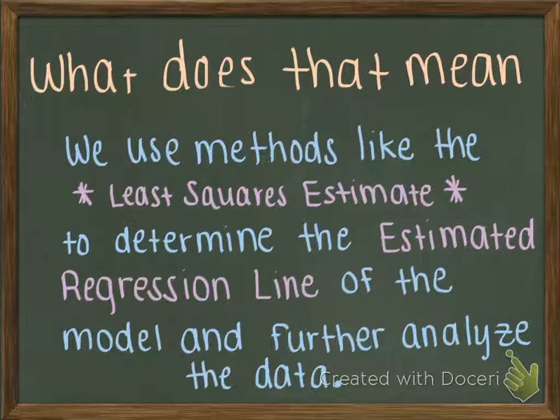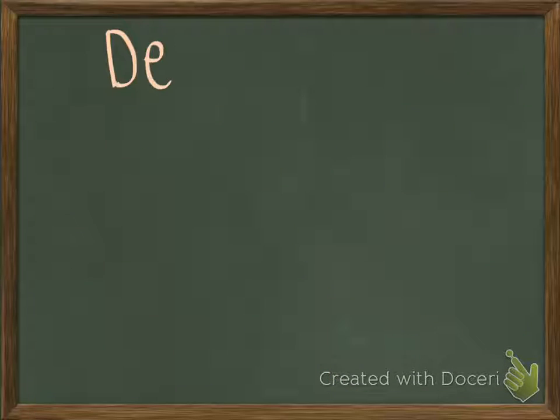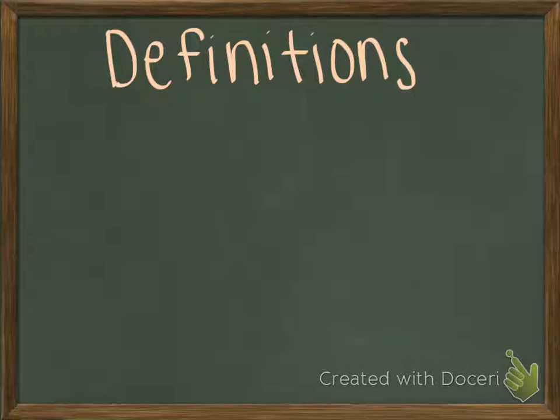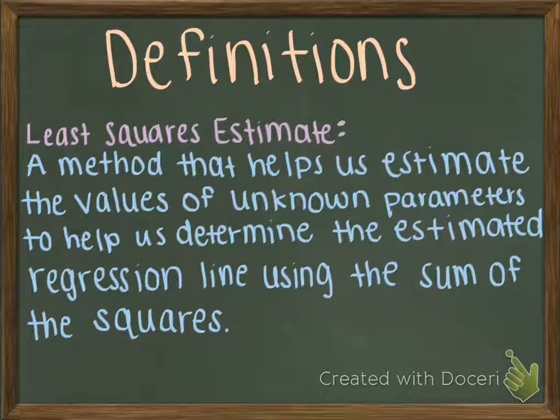We use methods like the least squares estimate to determine the estimated regression line of the model and further analyze the data. Definitions. What do these words mean? Well, the least squares estimate is a method that helps us to estimate the values of unknown parameters, which help us determine the estimated regression line using the sum of the squares.